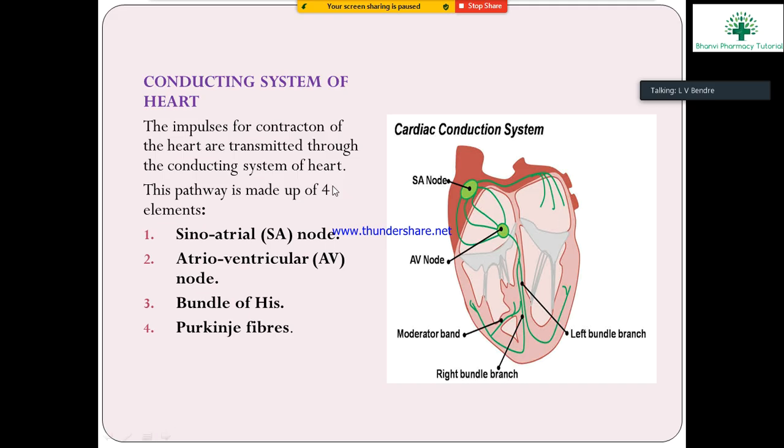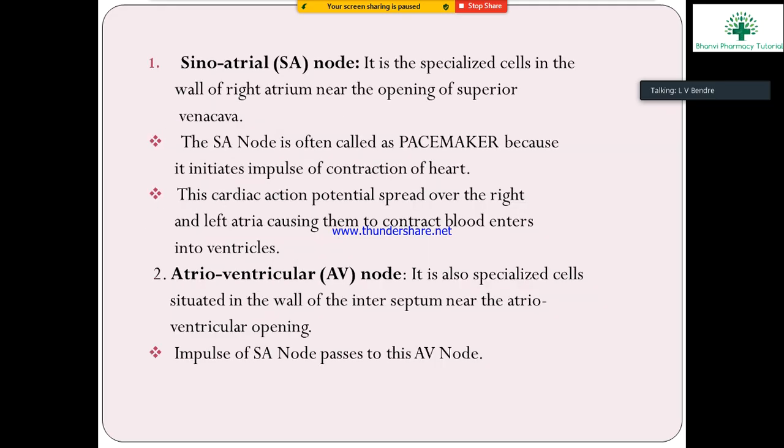You see the diagram of the conducting system. It is the SA node, the sino-atrial node. It initiates the heartbeat. Then the impulse goes to the AV node. The AV node transports it to the bundle of His. This is the left bundle branch, and these are the moderator bands. The right bundle branch also carries the impulse. So there are four elements for the conduction of the heart: the sino-atrial node, the atrioventricular node, the bundle of His and the Purkinje fibers.